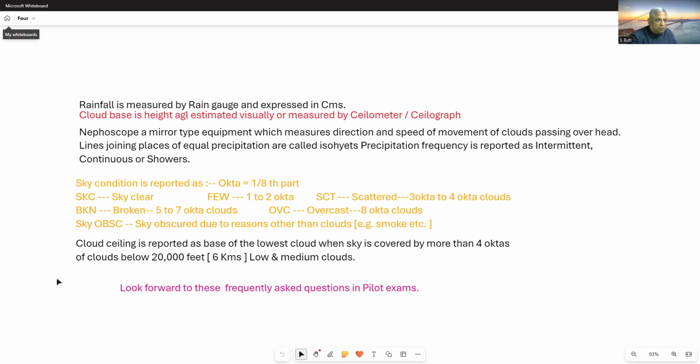When the Met Officer uses a cloud ceiling of 1400 feet, it means that 1400 feet is the base of the lowest cloud. It also means that the sky is covered with more than 4 octas of clouds, and all these clouds which he is talking about are below 6 kilometers, 20,000 feet, that is low and medium clouds.